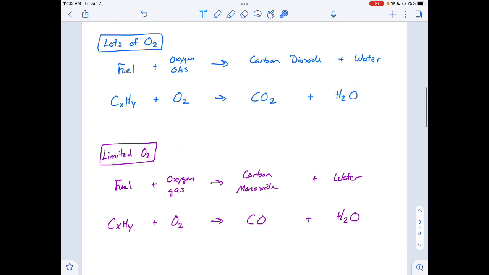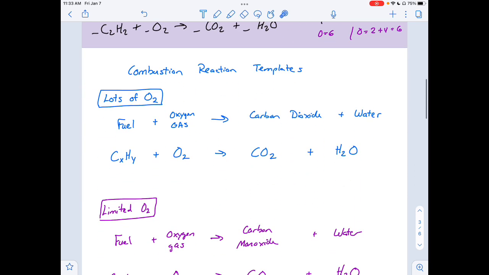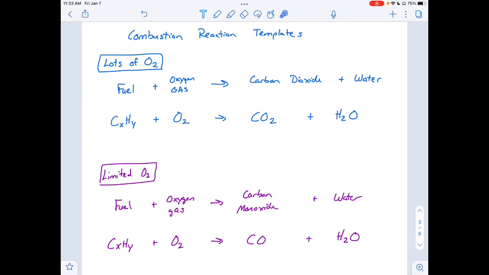All right, so when you're looking at the different examples, it will have to tell you if there is enough oxygen or not. If it's insufficient oxygen, it makes carbon monoxide. If there's sufficient or enough oxygen, it always makes carbon dioxide and water. So any product for a combustion is always going to match one of those templates, and they always produce either carbon monoxide or dioxide and water.